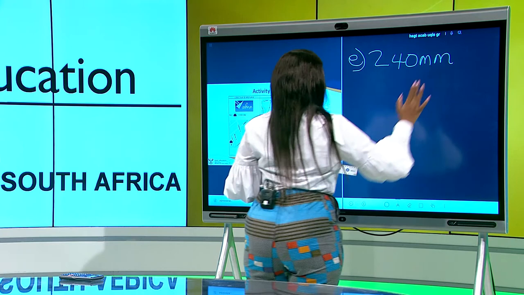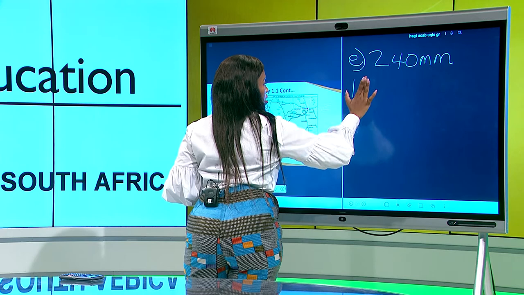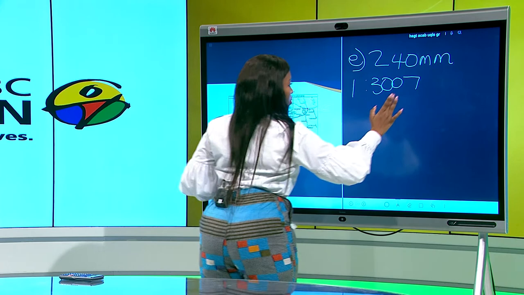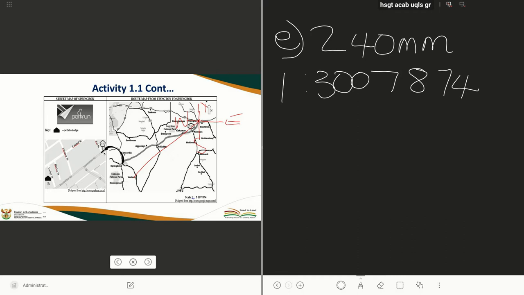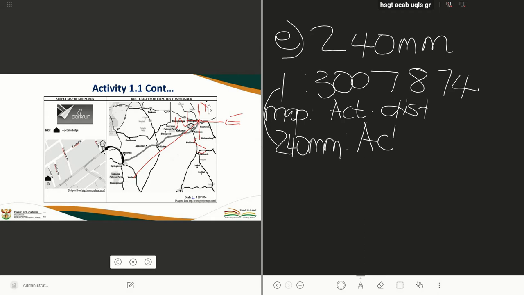And then I have the scale that is given to me, it is 1 is to 3,007,874. Just a quick recap. Remember, when you are given a scale like this, this first unit always represents the map distance, and then this other unit always represents the actual distance. So this 240 millimeters that we determined, we got it by measuring. So it means the 240 millimeters is our map distance. So I'm going to write the 240 under the 1 here to say, okay, my measured distance is 240 millimeters. So now I'm looking for my actual distance.